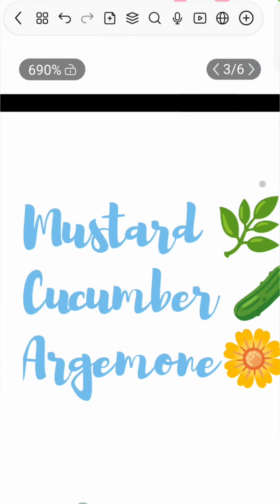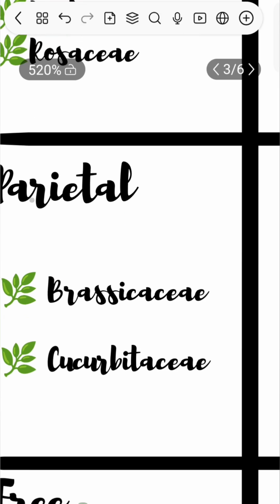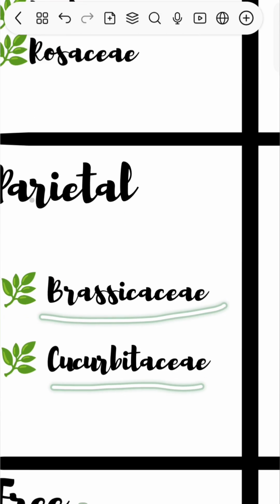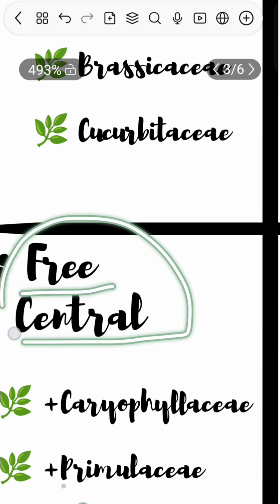Let's see the examples. We have cucumber, mustard, and argemone. What are the plant families? They come under this margin: Brassicaceae and Cucurbitaceae. Papaveraceae, Brassicaceae and Cucurbitaceae come under parietal. This is very easy. And the next topic is free central.